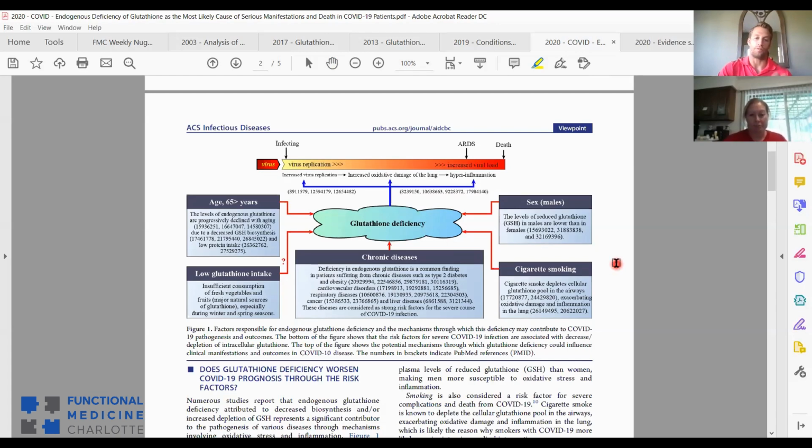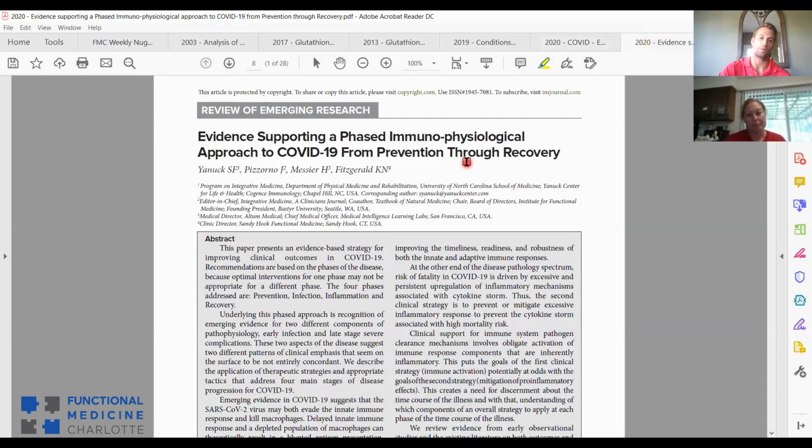So glutathione sufficiency, it is hypothesized by this author, and I would agree with him, would lead to you, if you even get infected, falling somewhere on this end of the spectrum and preventing you from ever going this way. There are other authors that would agree with that. And this study we've covered in a previous weekly nugget, and I will link to that at the end of this video and refer you to that video for a more in-depth discussion of this study.